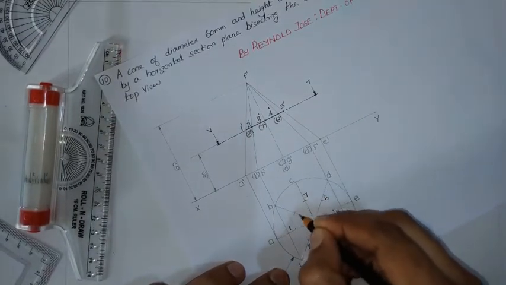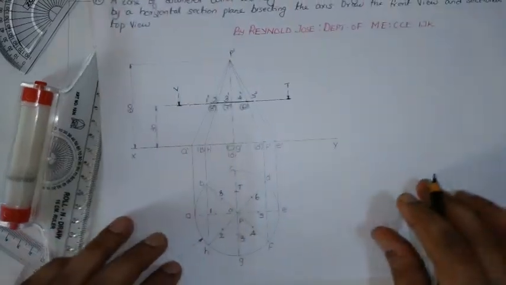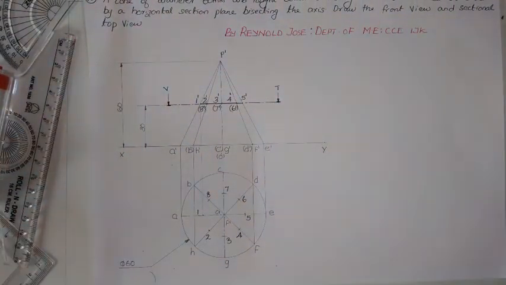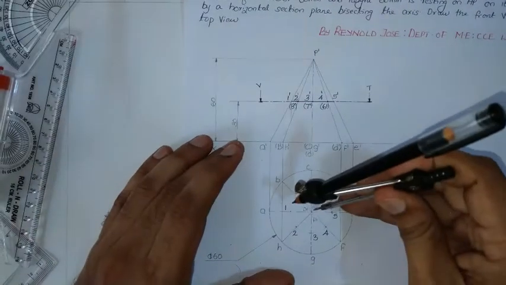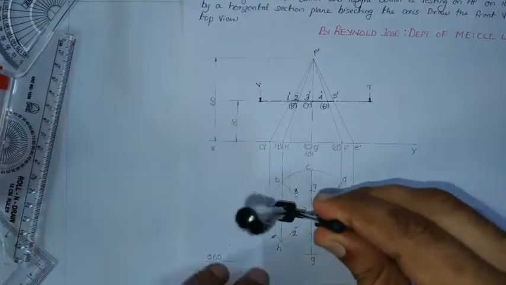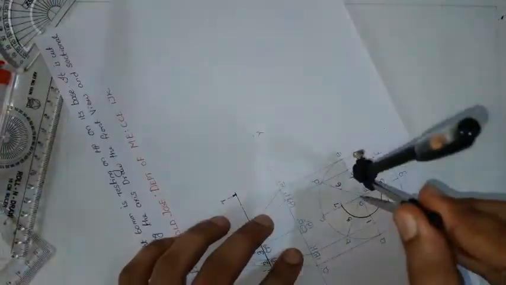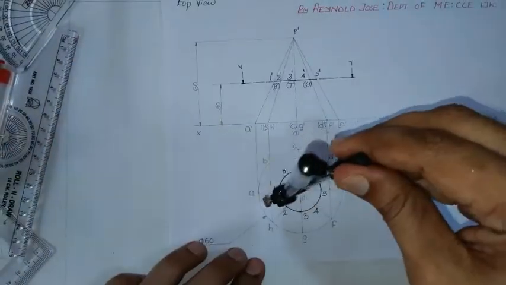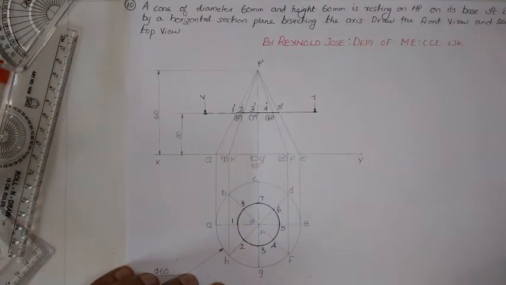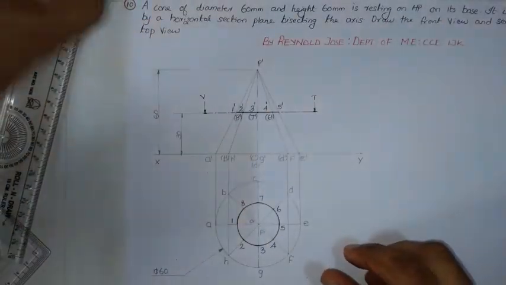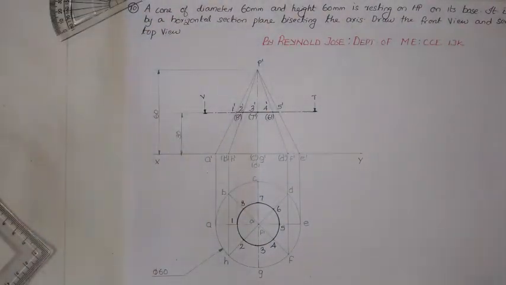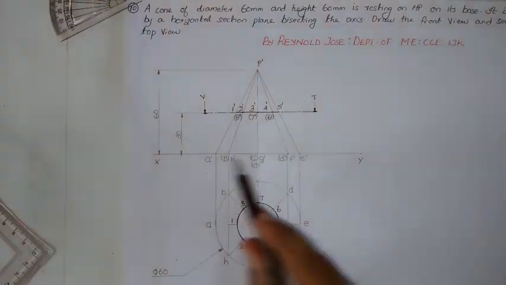6, 7 and 8. So after getting these points, the next step is join 1, 2, 3, 4, 5, 6, 7, 8, 1 using a continuous thick line. So here this will be a perfect circle. So now let us draw it using a thick line with the help of the compass. So the enclosed region is actually our sectioned surface. So in order to indicate that this is the sectioned surface, we shall draw hatching lines at an angle of 45 degrees with respect to the XY line.